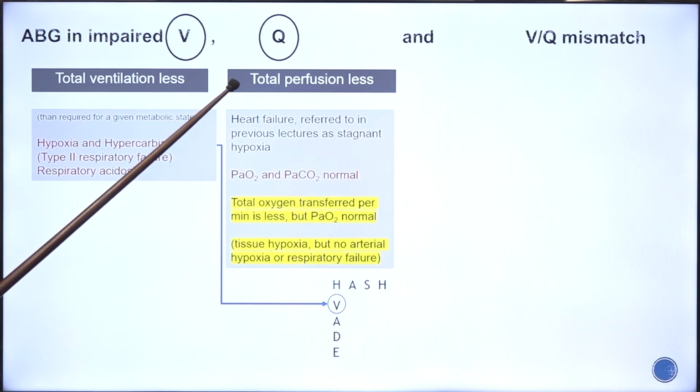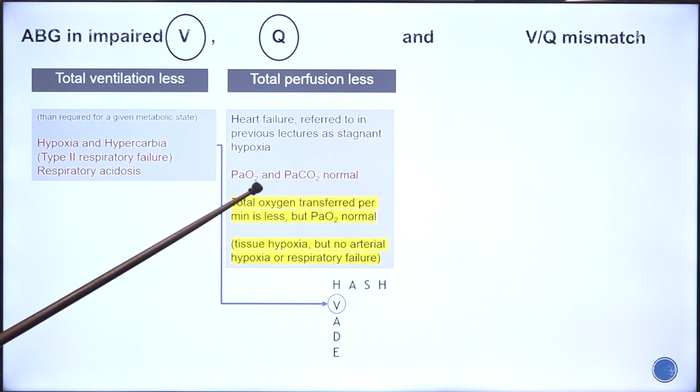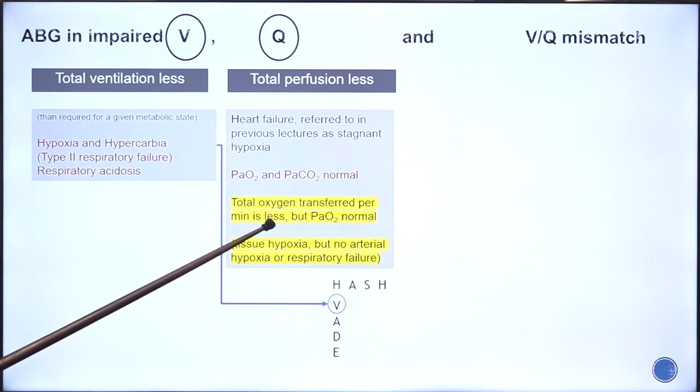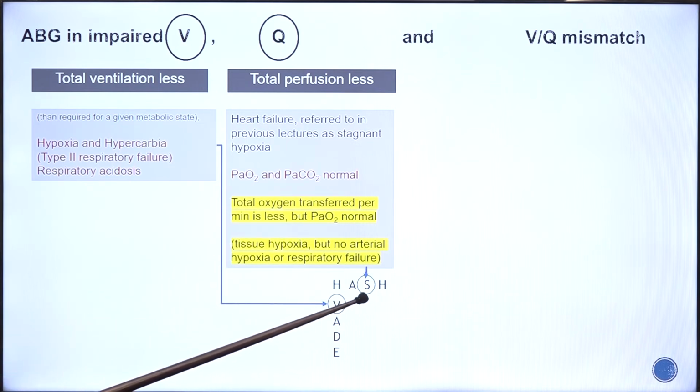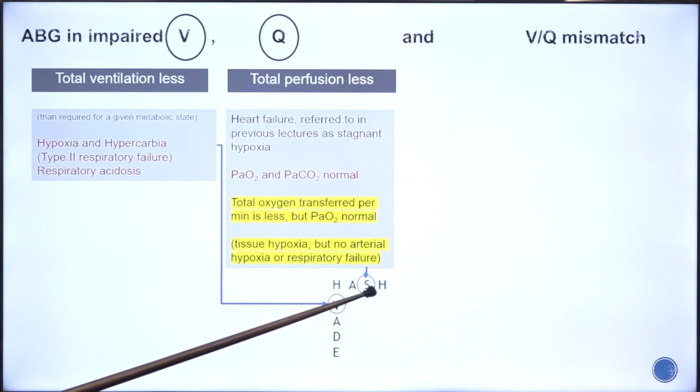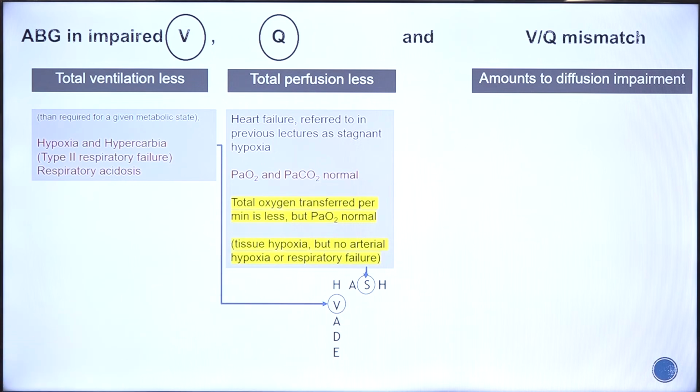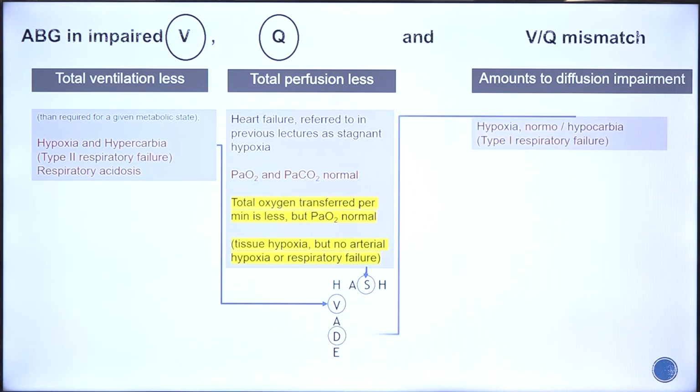When there is less perfusion, as in right heart failure, total oxygen transferred per minute is less, leading to tissue hypoxia. This was denoted as the S for the causes of tissue hypoxia listed here, stagnant hypoxia. However, arterial PO2 and PCO2 would be normal in this case. There is no arterial hypoxia. When there is VQ mismatch, what we have is something analogous to diffusion impairment, which is type 1 respiratory failure.